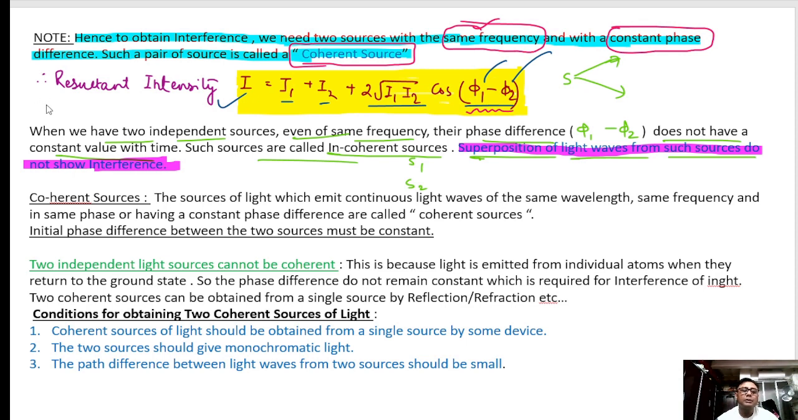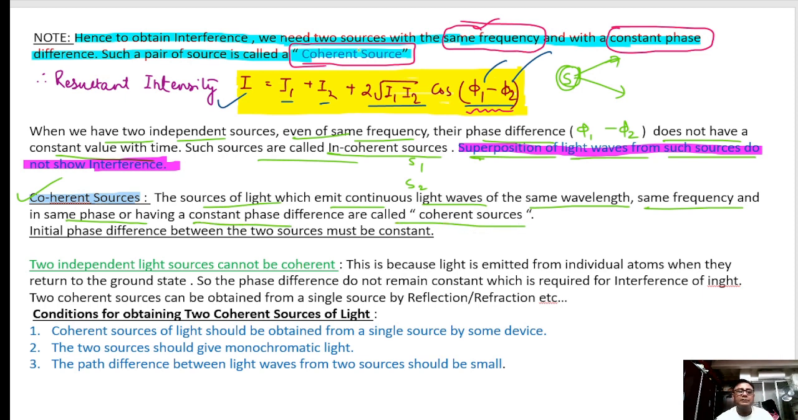So what is a coherent source? Very important question. The sources of light which emit continuous light waves of the same wavelength, if emitted from the same source, will emit the same wavelength, the same frequency, and in the same phase or having constant phase. They only are called coherent sources.